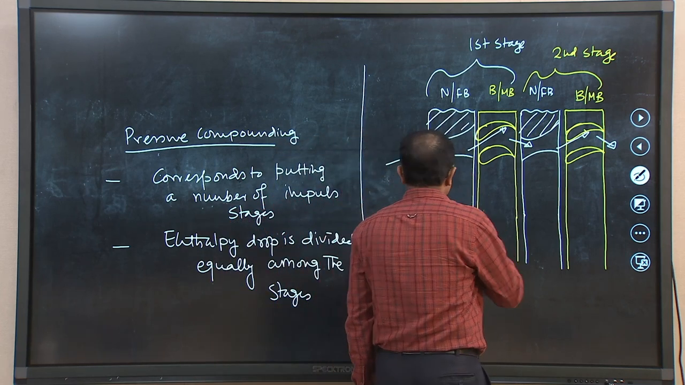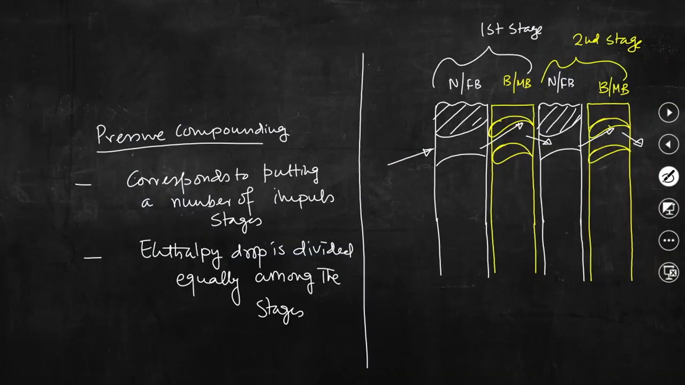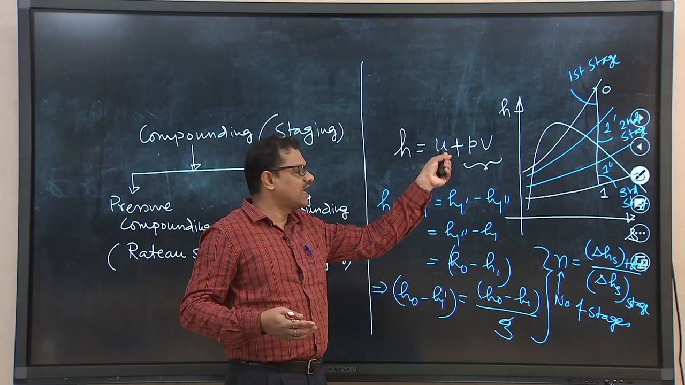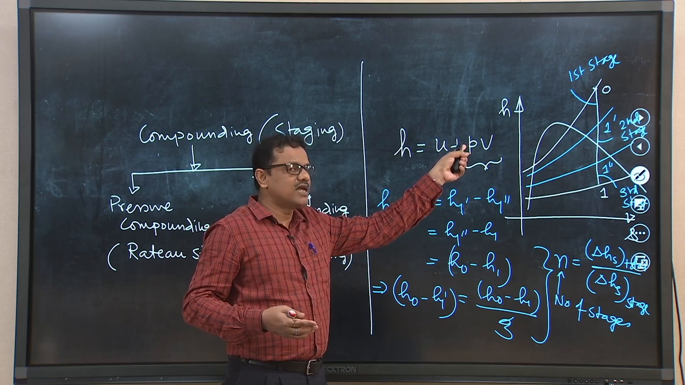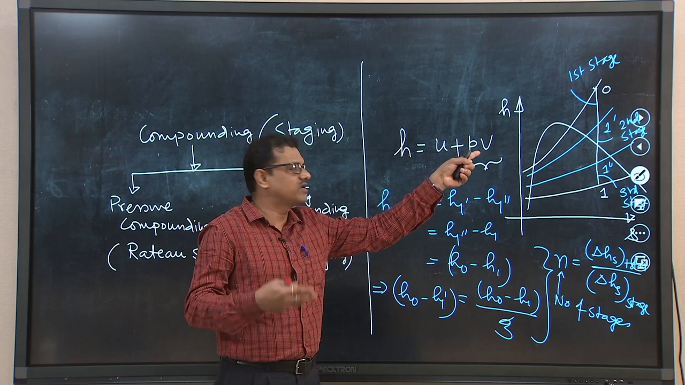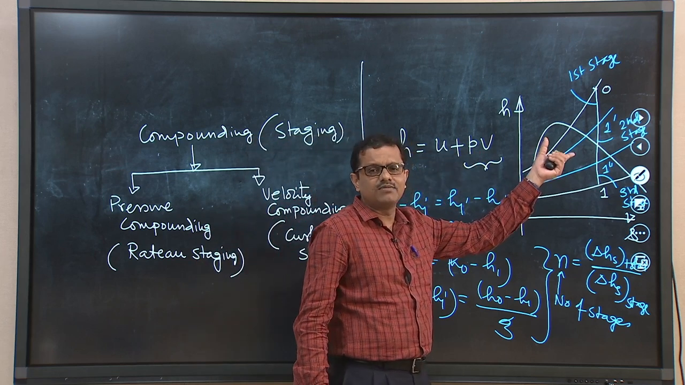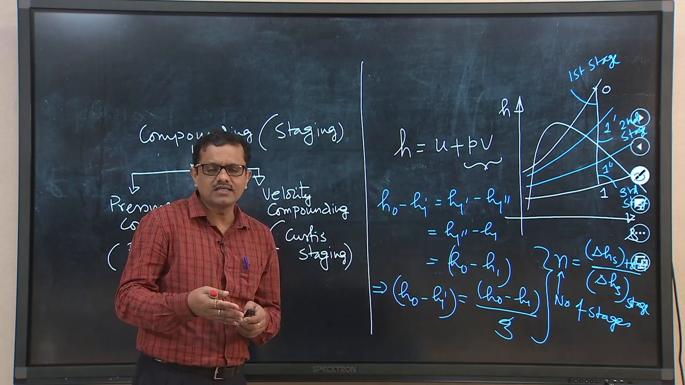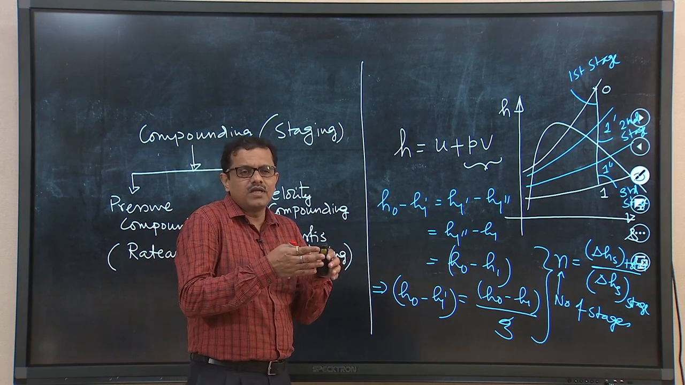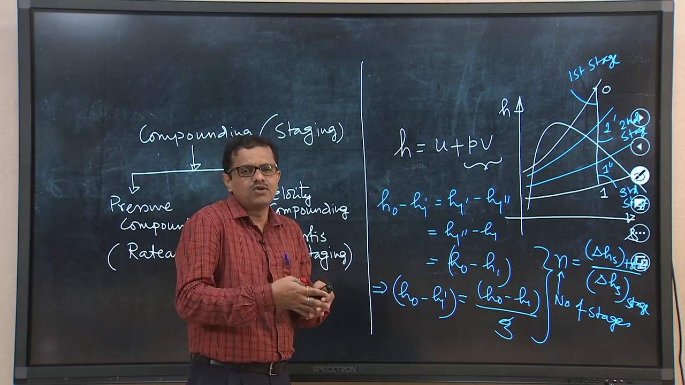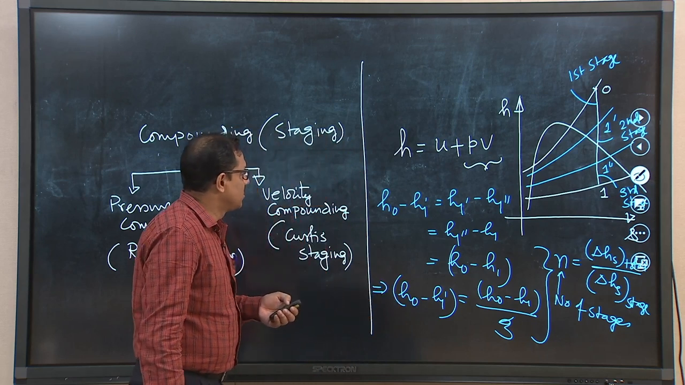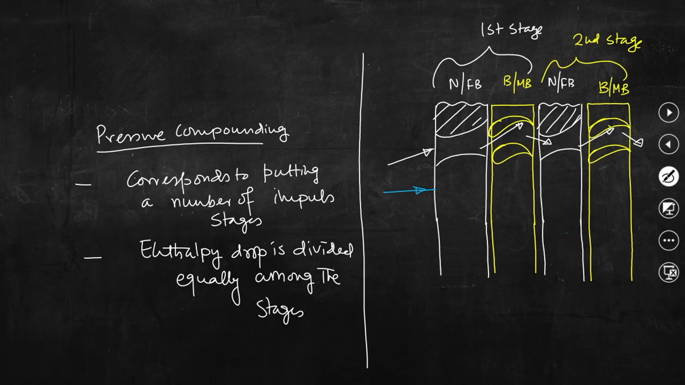So, if we try to draw the pressure velocity diagram, we are talking about pressure compounding. If we go back to the definition of enthalpy, H is equal to U plus PV, we are not going to have any alteration of U. What we are trying to do is alter pressure and velocity in such a way that the drop in enthalpy in a given stage can be altered, keeping in mind that the enthalpy drop in each stage will be equal, and the total enthalpy drop in all stages will be equal to the enthalpy drop that we need to have when steam is passing through the turbines.